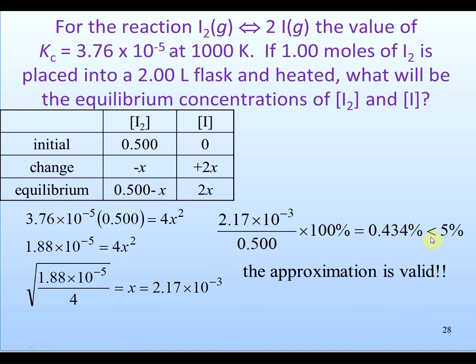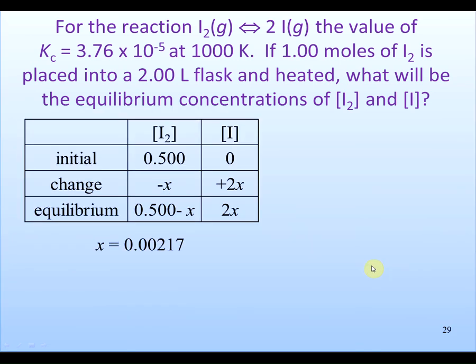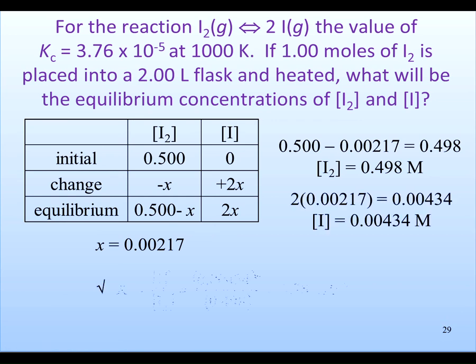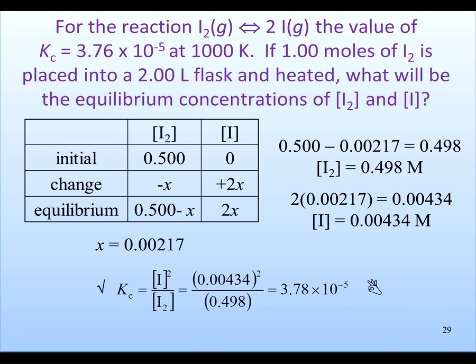So now that we have our x value, we simply substitute in for our equilibriums, just like we did once we used the quadratic. And we find our I2 and our I concentrations, and we check everything. So we take the I squared over the I2, and we get a Kc value of 3.78 times 10 to the minus 5th. And within the sig figs, we're okay. So we get the same Kc value, so everything looks good.